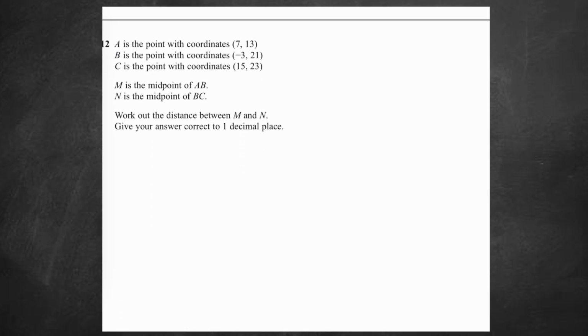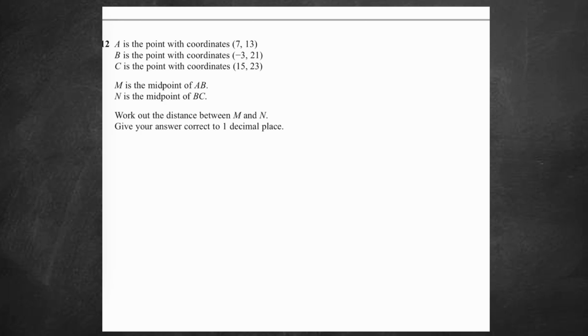Question 12. A is the point with coordinates 7, 13, B is the point with coordinates minus 3, 21, C is the point with coordinates 15, 23, M is the midpoint of AB, N is the midpoint of BC. Work out the distance between M and N. Give your answer correct to 1 decimal place.